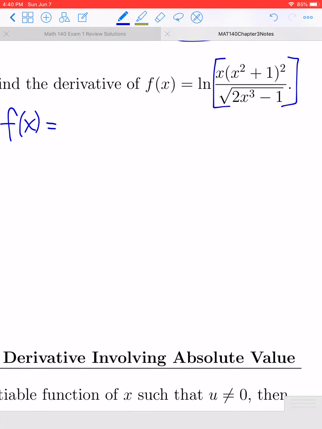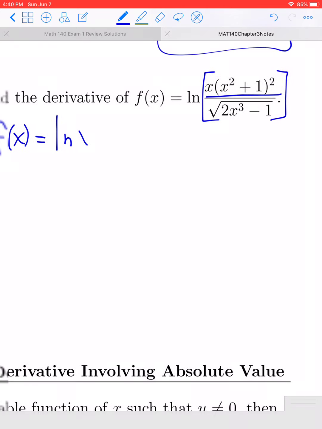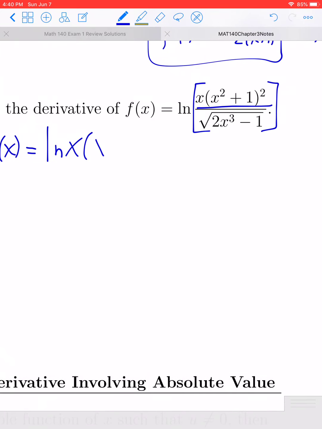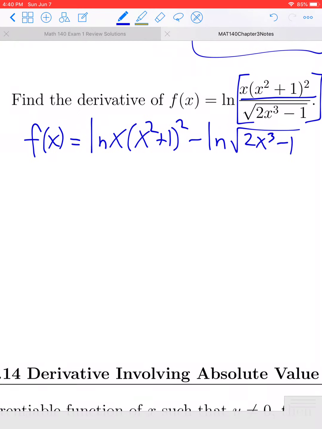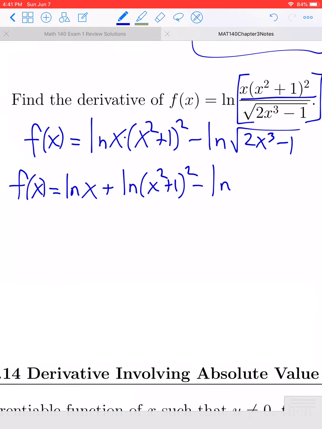According to the properties of logarithms, if we have the ln of a quotient, that's going to be the difference of the natural logs, the log of the numerator minus the log of the denominator. That was called the quotient rule for logarithms. The first term is now a log of a product. That's going to be the sum of the logs of the factors. While I'm at it, let me rewrite this square root as a 1/2 power.